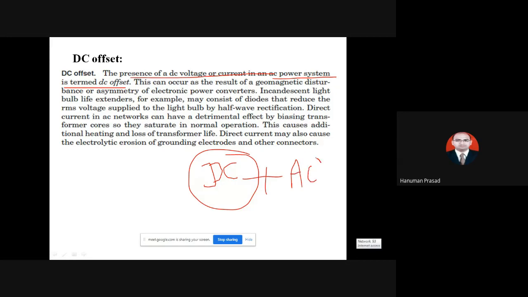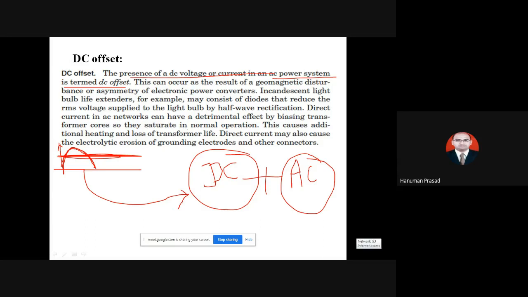This is called the DC offset. DC offset means pulsating DC output. For example, this rectifier provides this waveform. This waveform is not a pure DC voltage. This is pulsating. ये है आपकी pulsating waveform आती है for the rectifier. इसका मतलब क्या होगा? This waveform contains some portions of AC. This is called the DC offset.